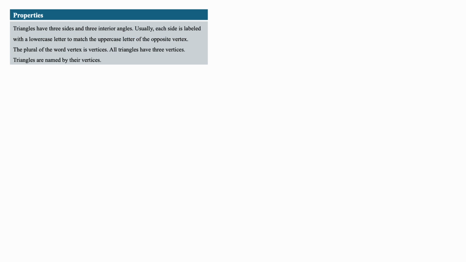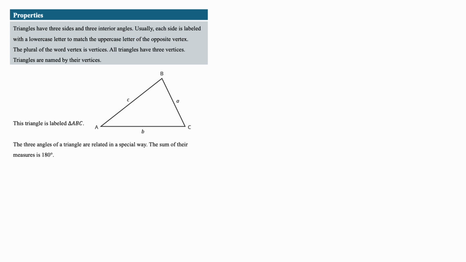The plural of the word vertex is vertices. All triangles have three vertices and they are named by their vertices. So this triangle is labeled triangle ABC.